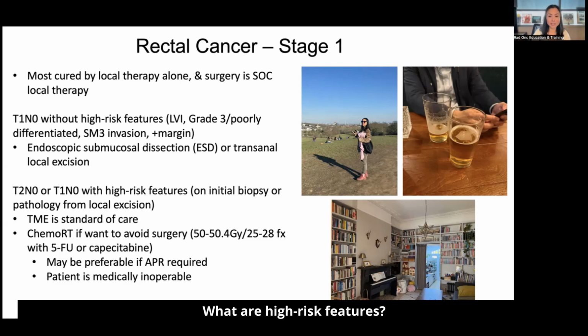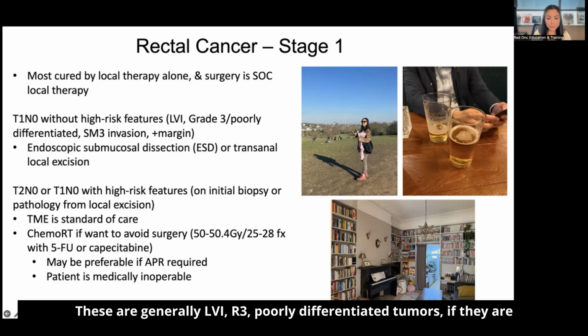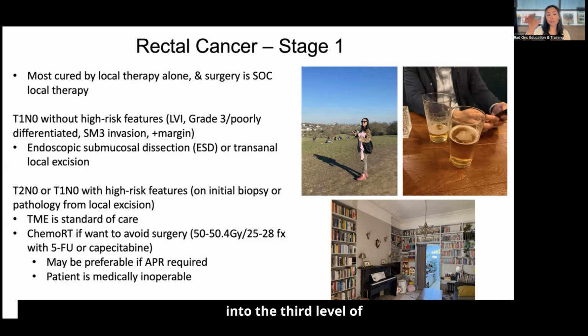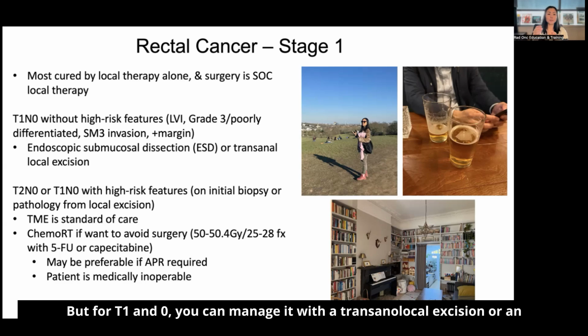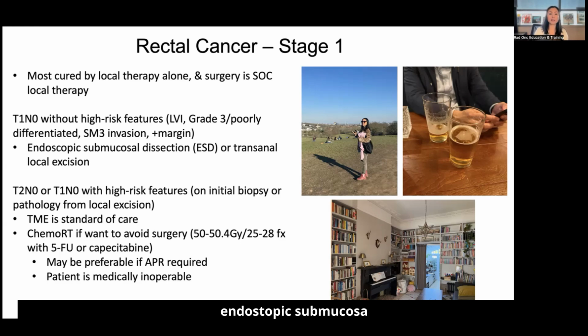So what are high-risk features? These are generally LVI, grade 3, poorly differentiated tumors, if they are into the 3rd level of the submucosa, SM3, or if they have a positive margin from this initial procedure. But for a T1N0, you can manage it with a transanal local excision or an endoscopic submucosal dissection. They do not need an oncologic surgery.